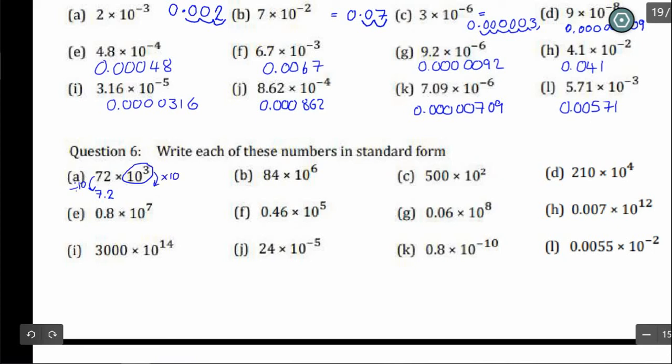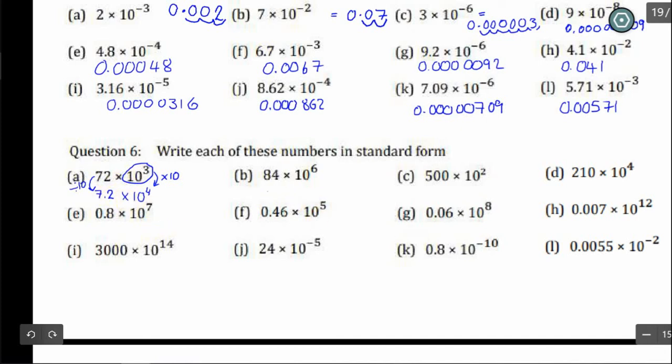Now that is already 3 tens timesing together. So if I times another 10, that would give me 10 to the power of 4. And now that number is in standard form. It's the same number as this one, but it's now in standard form. Show you again on the next one.